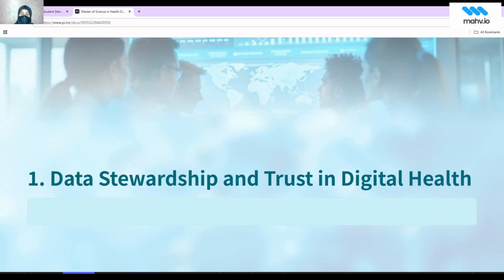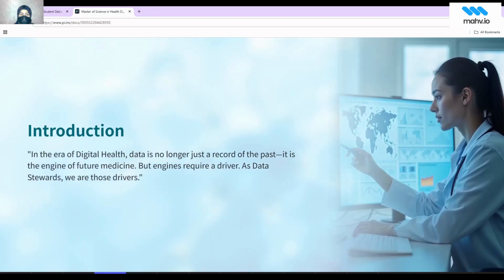So, data stewardship and trust in digital health. In the era of digital health, data is no longer just a record of the past. It is the engine of future medicine. But engines require a driver. As data stewards, we are those drivers.